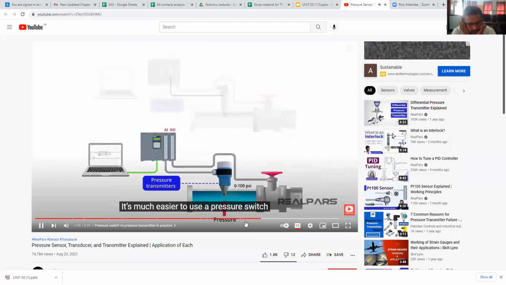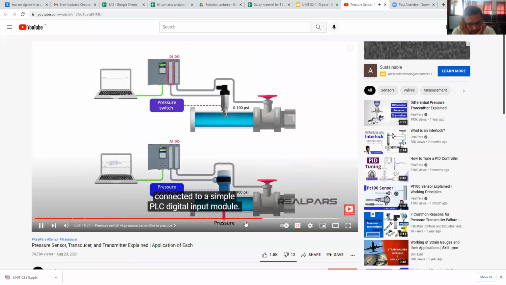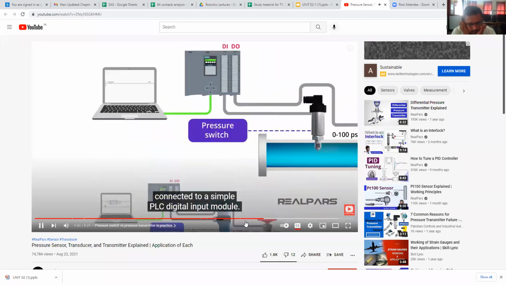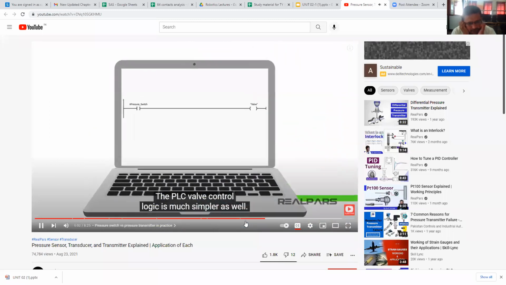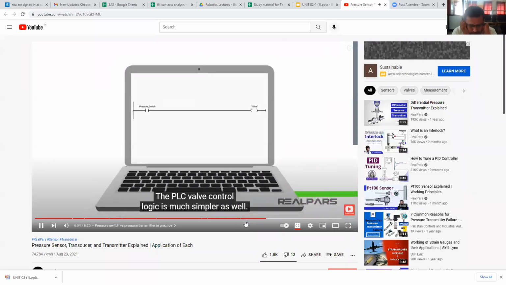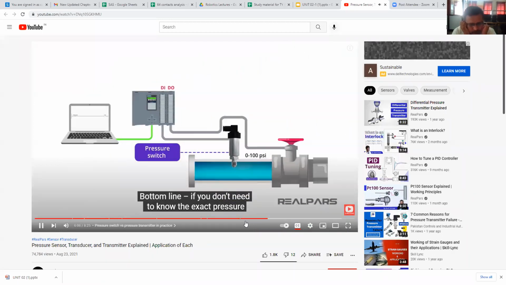It's much easier to use a pressure switch connected to a simple PLC digital input module. The PLC valve control logic is much simpler as well. Bottom line, if you don't need to know the exact pressure and only need to know when a specific pressure point has dropped below or risen above a set point value, then stick with a pressure switch.